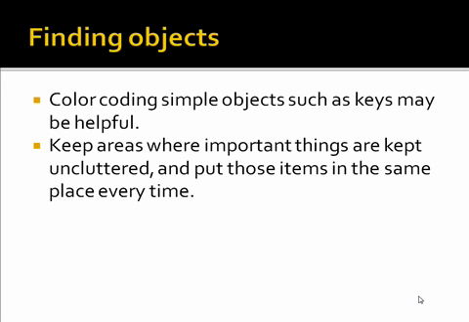For instance, color-coding simple objects such as keys may be helpful. If each key on a keychain has a different colored fob, it might make it easier to figure out which one opens the front door, for instance. Keeping an area where you keep important things like keys uncluttered is also helpful, so that it makes it easier to find things that are left there. We also tell people to put those things in exactly the same place every time. For instance, if you have a table where you always put your keys, having one corner of the table or a bowl on that table where the keys go, every time you come home, you're more likely to be able to find them later.